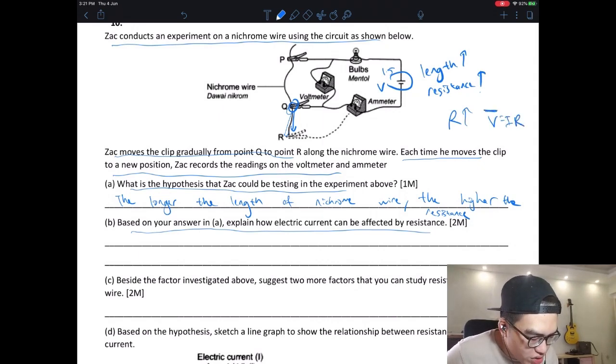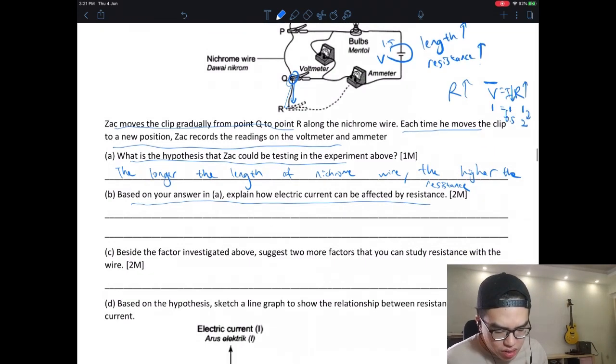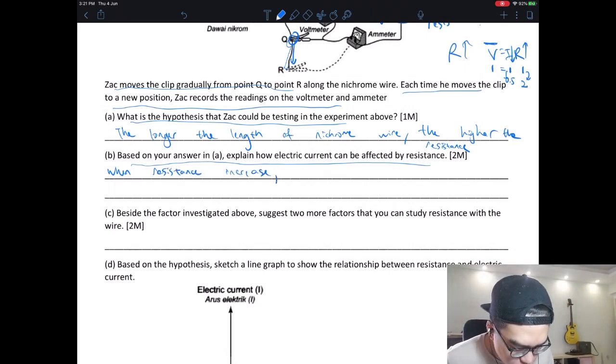When my R increases, my I is going to decrease. Basic calculation: imagine my V is 1. When my R is 1, my I is 1. If my R is 2, my I is 0.5. Can you see? When my R increases, my I decreases. I hope you can understand, this is basic calculation. So I explain how current can be affected by resistance: when resistance increases, electric current decreases.